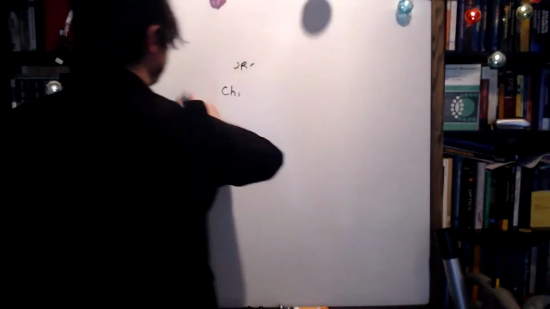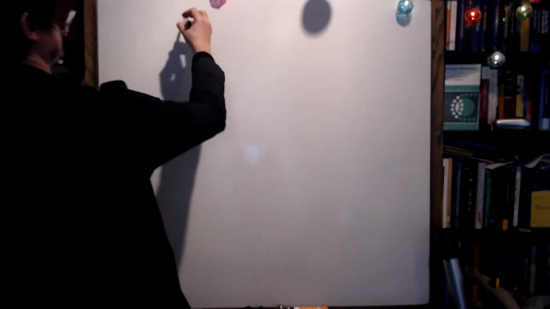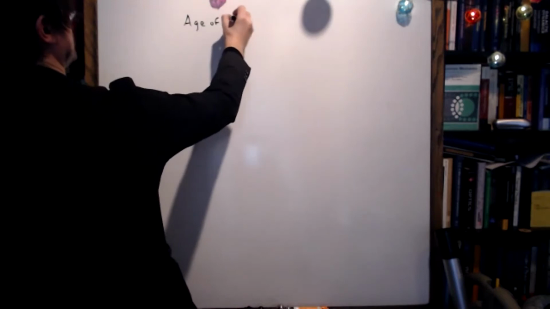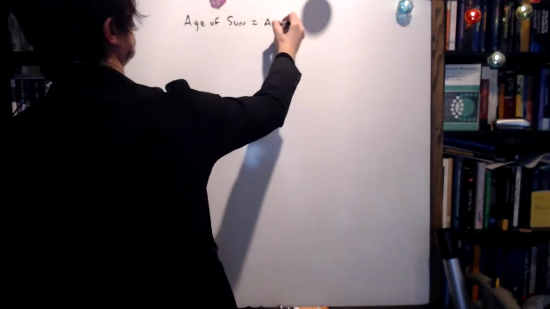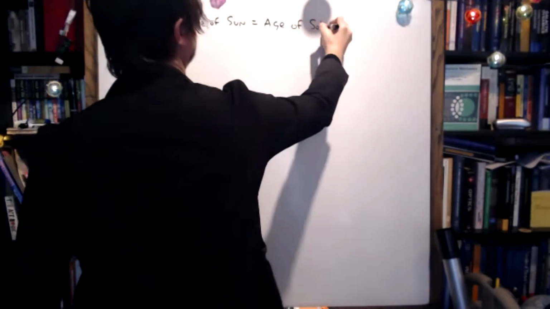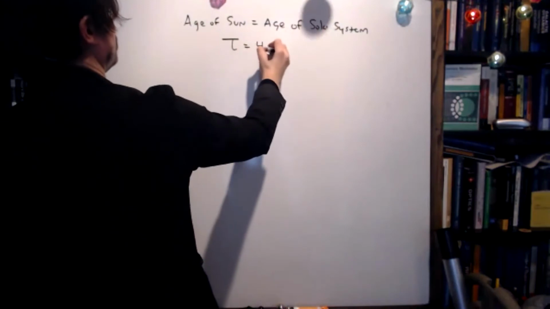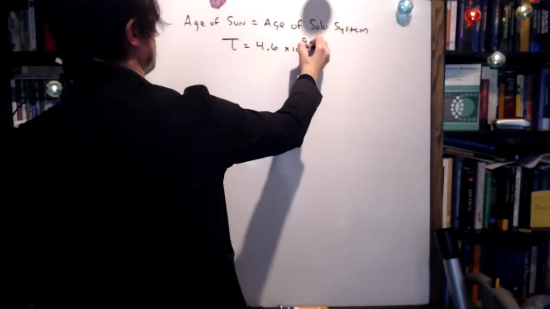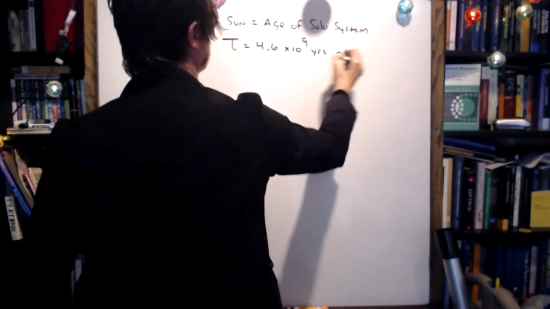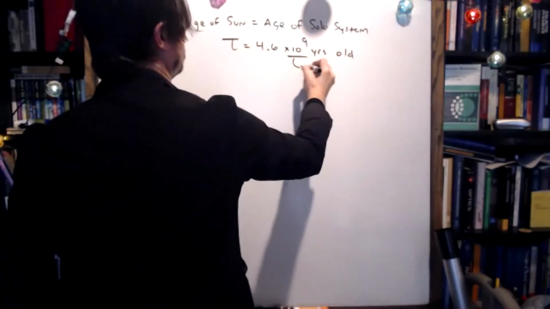How old is the sun? The age of the sun is the age of the solar system. How old is the solar system? 4 billion years. Technically, it's 4.6 to the best of our knowledge. So the age of the sun is equal to the age of the solar system, and that age is 4.6 billion years old. Don't forget that 10 to the 9 is billion.